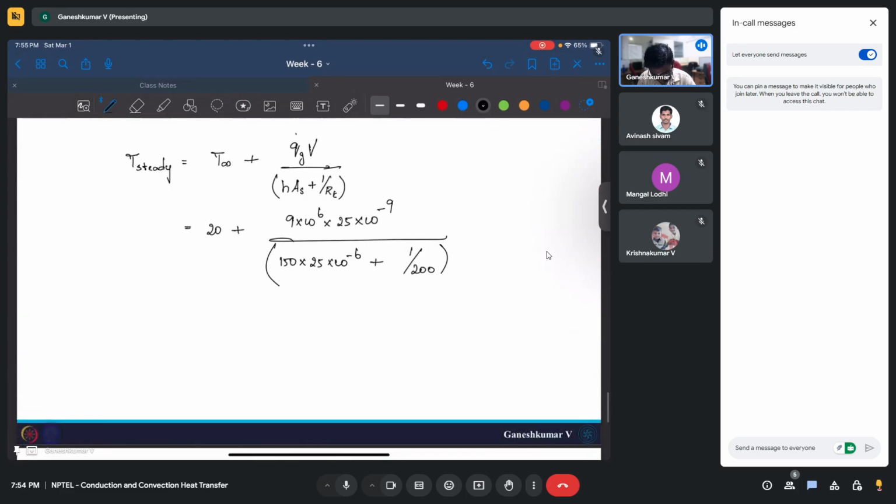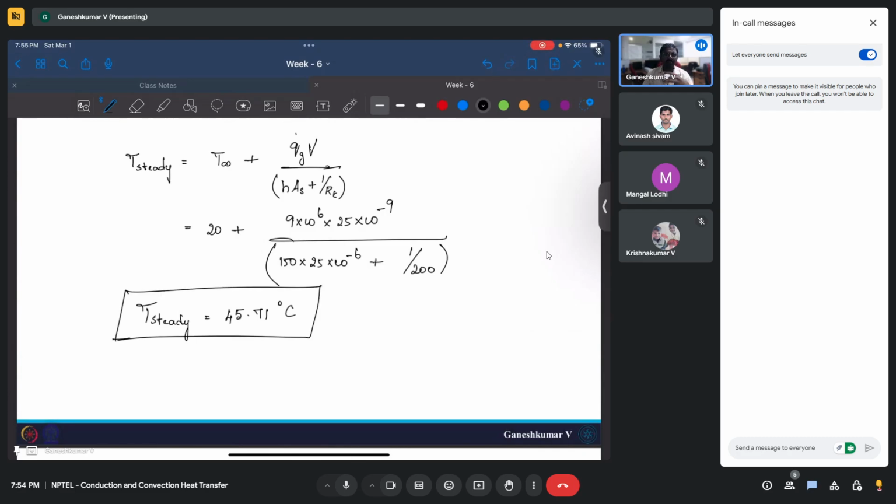All right, and 9 into 10 power 6 divided by 8.75 divided by 10 power minus 3 times 25 into 10 power minus 9 plus 20. So this comes out to be, so please note this. Now when you include that heat dissipation also, your chip temperature reduces to 45.71 degrees Celsius. So this makes sense, right?